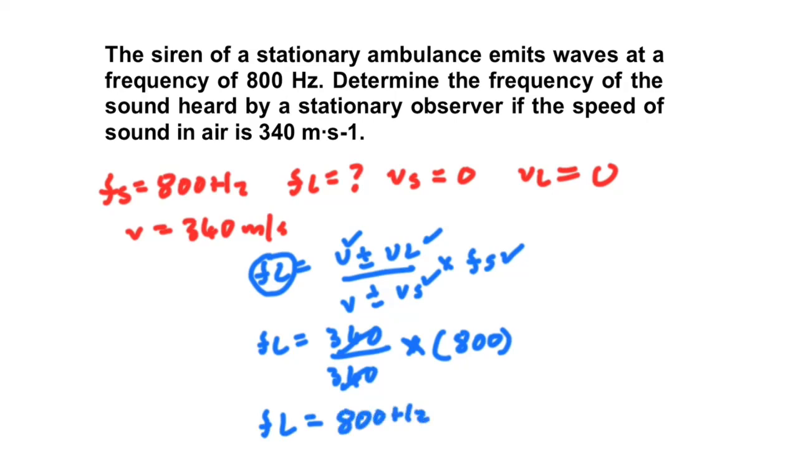So there we go. We have the frequency that is observed by the listener, and it is the same frequency that is emitted by the sound source. This is because there is no relative motion between the listener and the sound source. So the frequency emitted will be the same frequency that is observed by the listener.